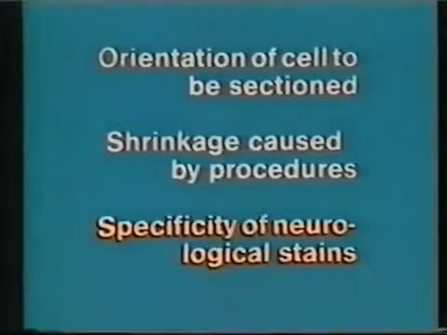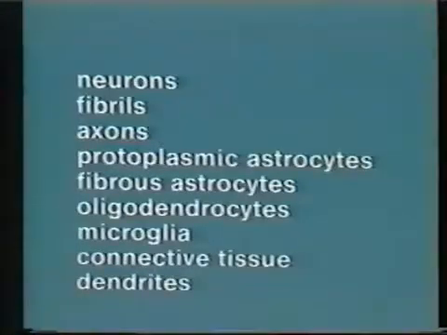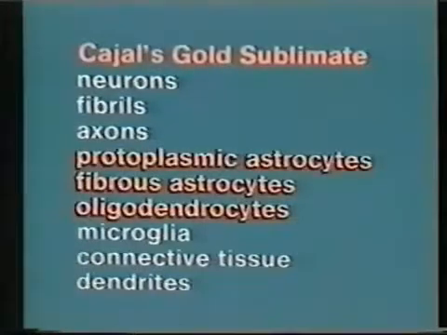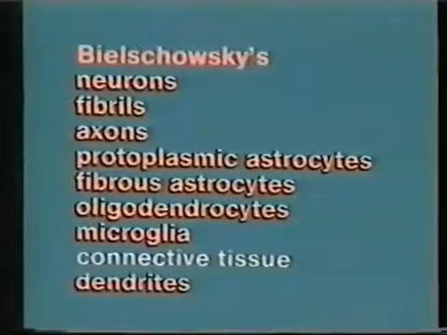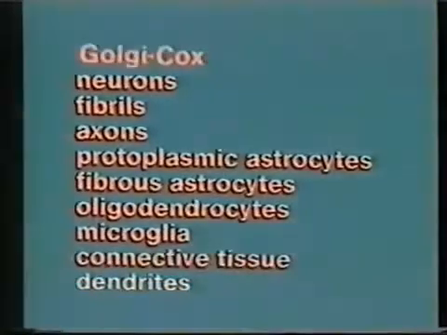Thirdly, the different staining systems for the different kinds of cells are not as specific as is generally thought. This is especially true for neuroglial specific stains. This is a list of elements in the central nervous system. According to the authoritative literature, Cajal's gold sublimate shows up these elements. Del Rio-Ortega's stain shows up these. Bielschowsky's these. And Golgi-Cox is described as staining all these, though mysteriously only shows up 2 to 5% of the neurons.